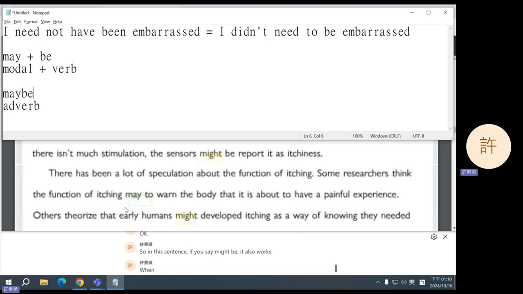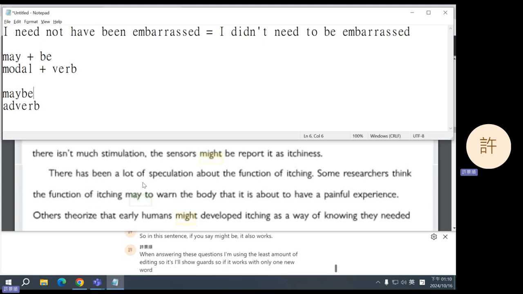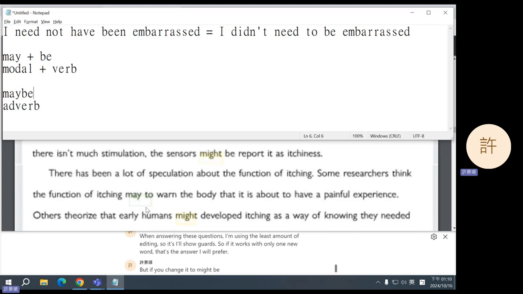When answering these questions, I'm using the least amount of editing. 就最少修改原则. So if it works with only one new word, that's the answer I will prefer. But if you change it to might be, that also works. Good. Other questions? Yes.